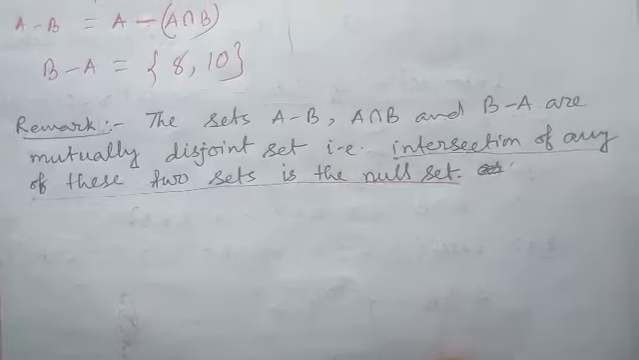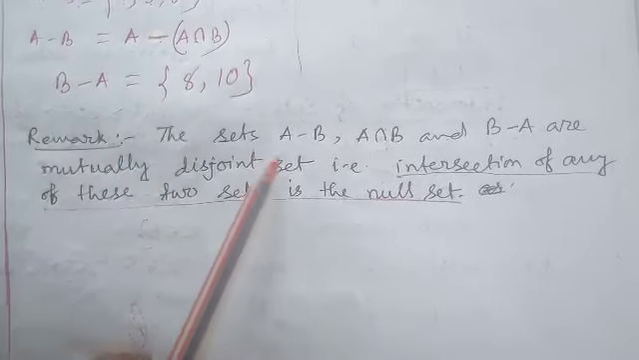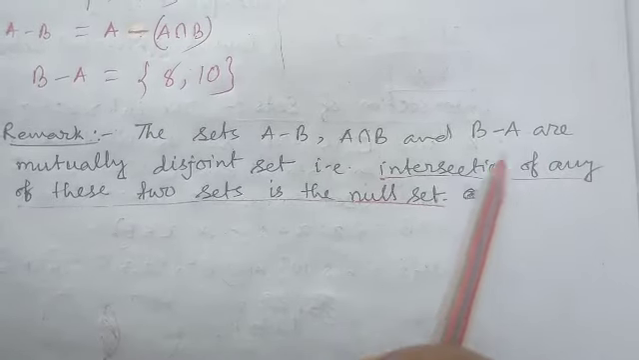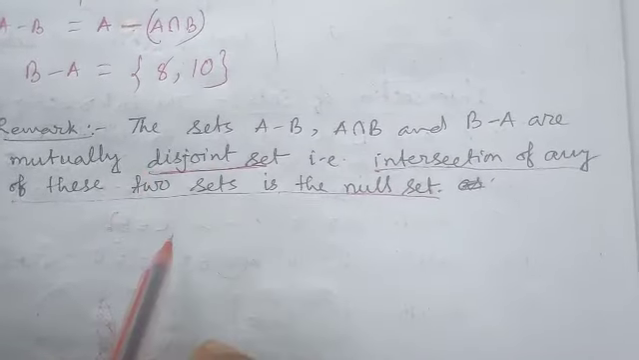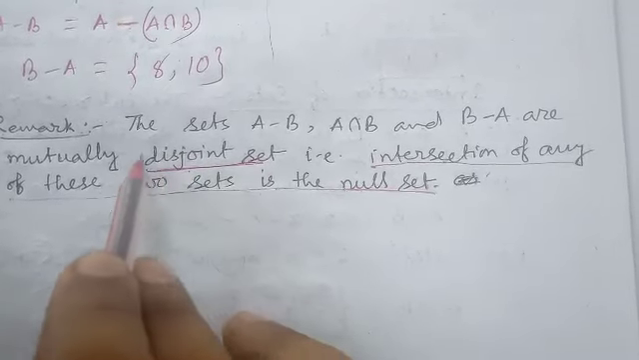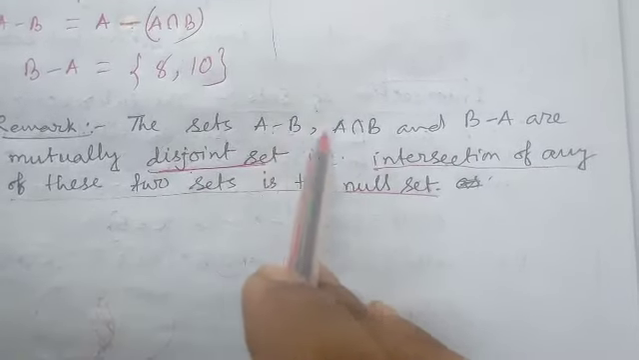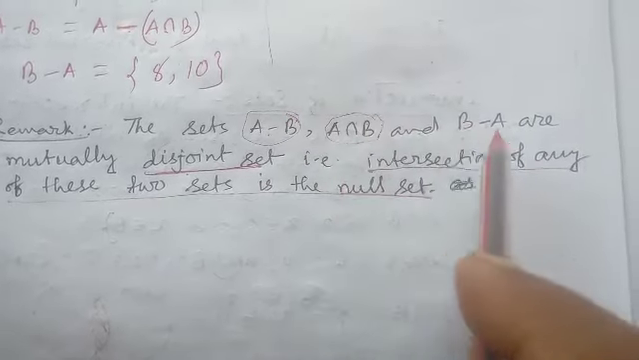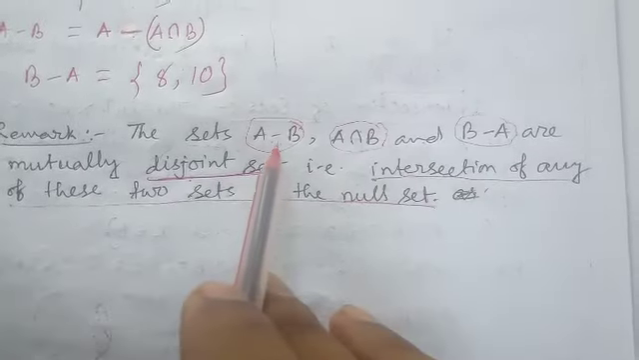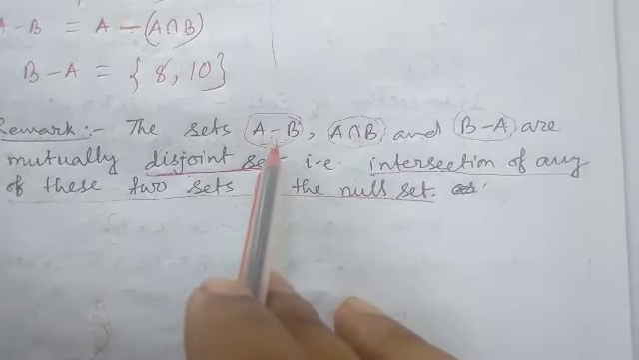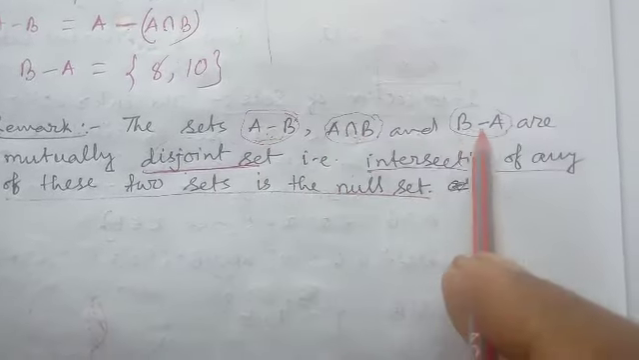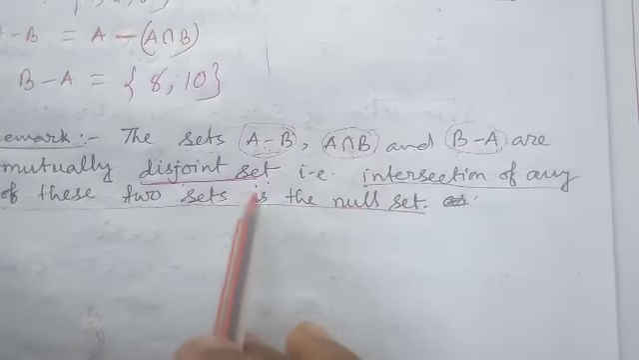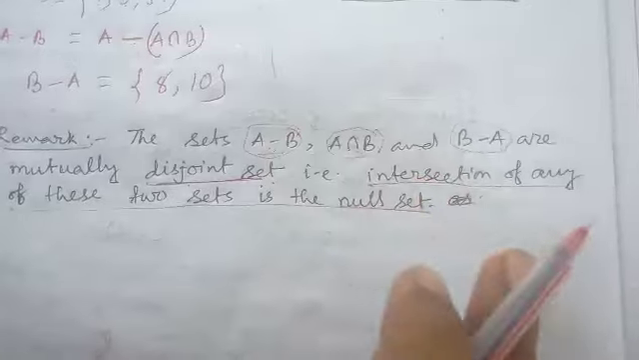Okay, here you remember one thing, the sets A minus B, A intersection B and B minus A are mutually disjoint sets. Mutually disjoint means there are no common elements. A minus B is a set, and A intersection B is also a set, and B minus A is also a set. So there is no common element among them. That means they are mutually disjoint sets. What is a disjoint set? There is no connection between two sets.